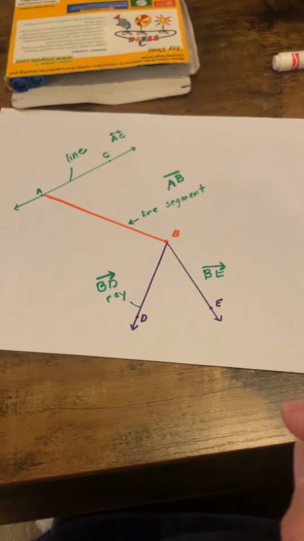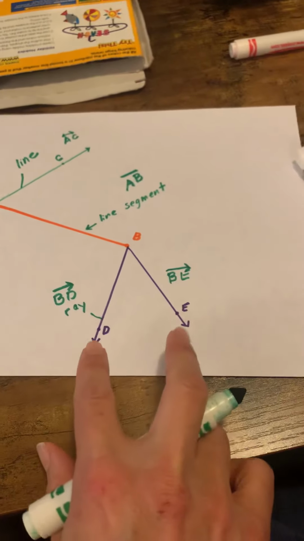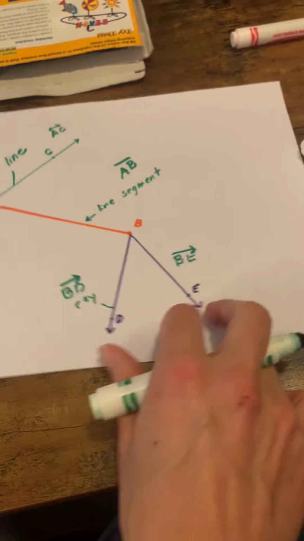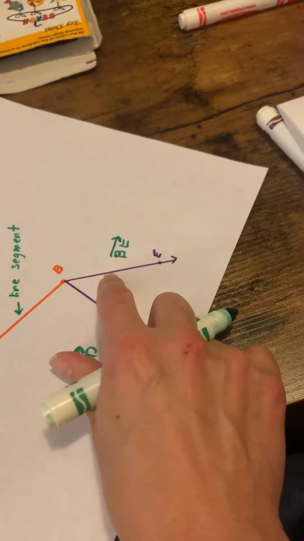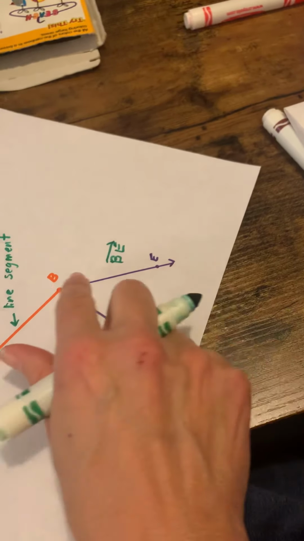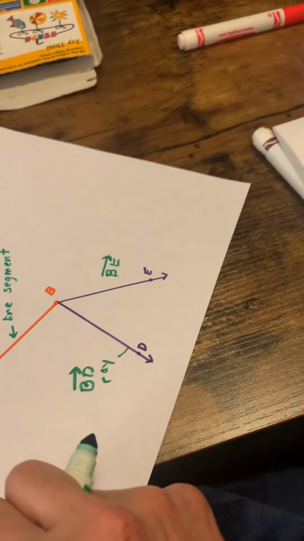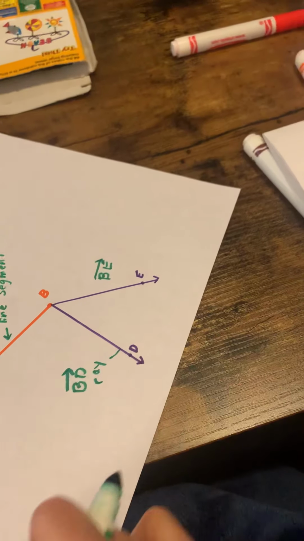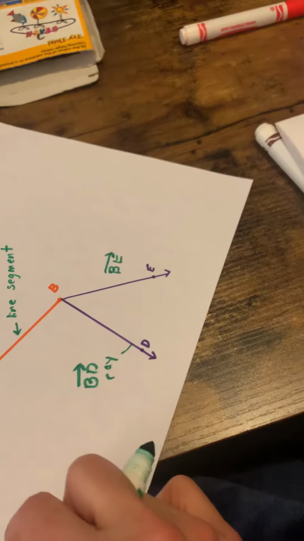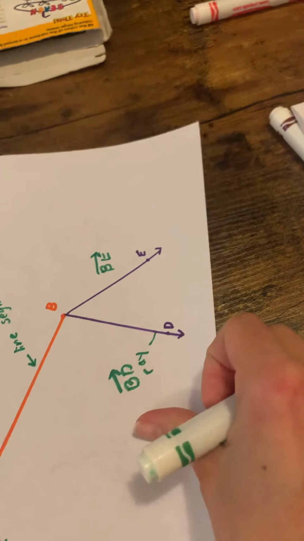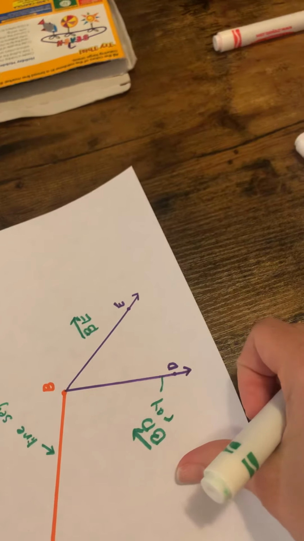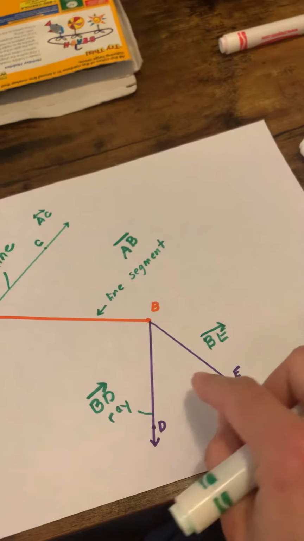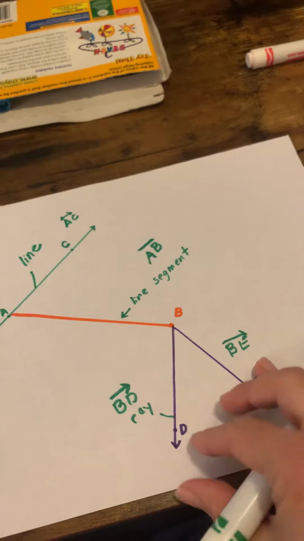Okay, so from here, when I look at these two rays coming from point B, I can see that I have an angle here. So this is actually making an angle. And just by looking at it, I can see that the angle is less than 90 degrees. So I know that this angle looks like an acute angle to me, because anything that is smaller than 90 degrees is an acute angle.